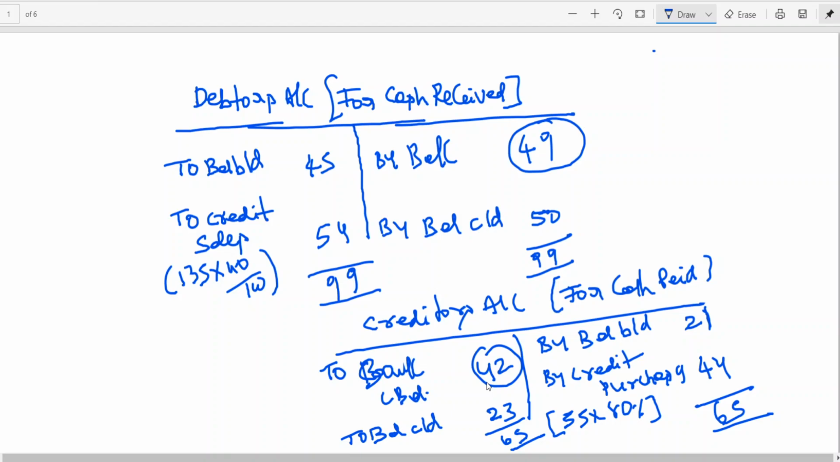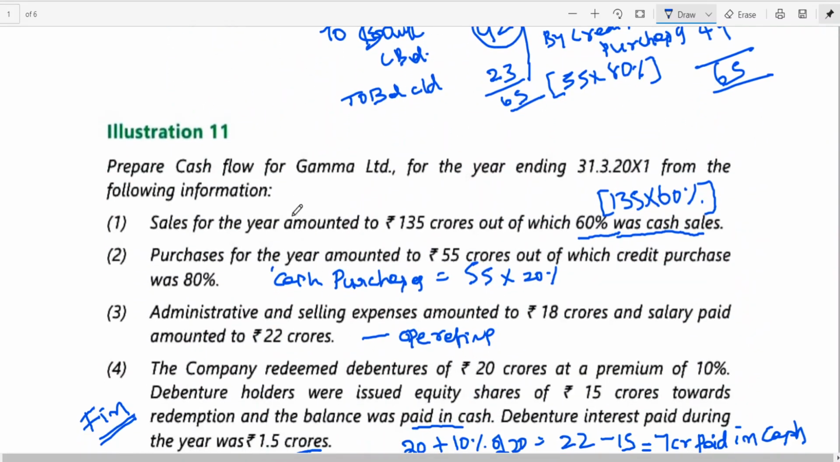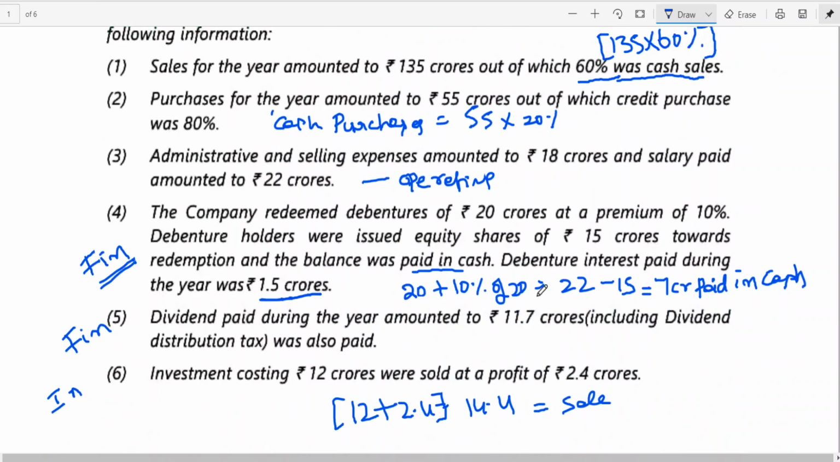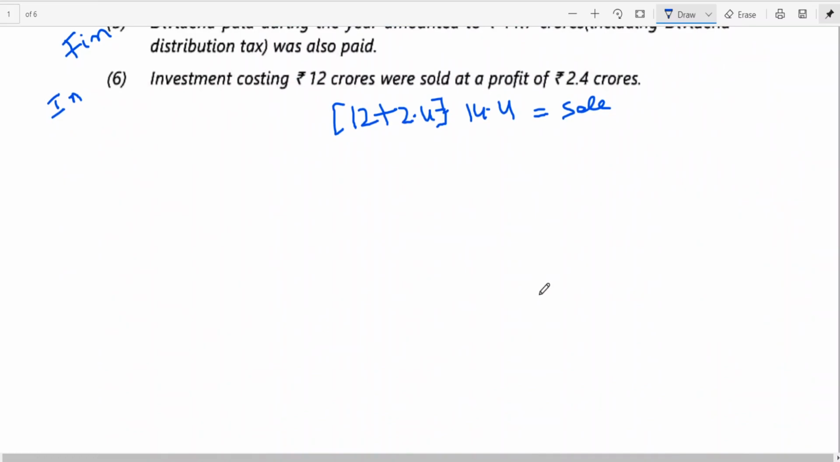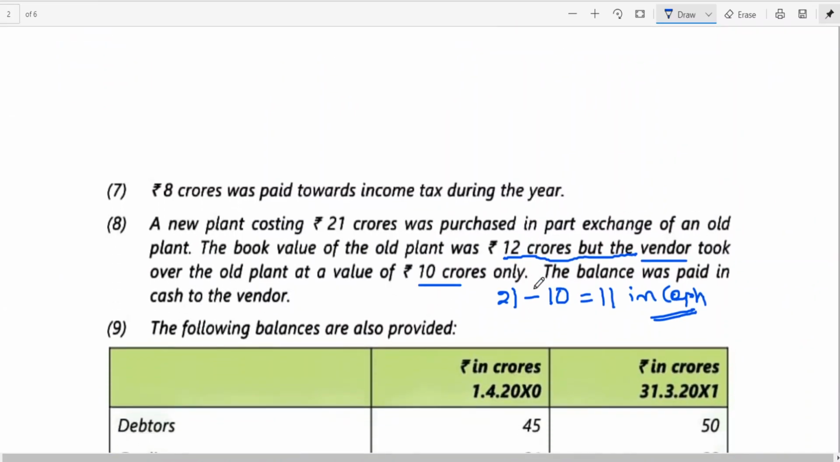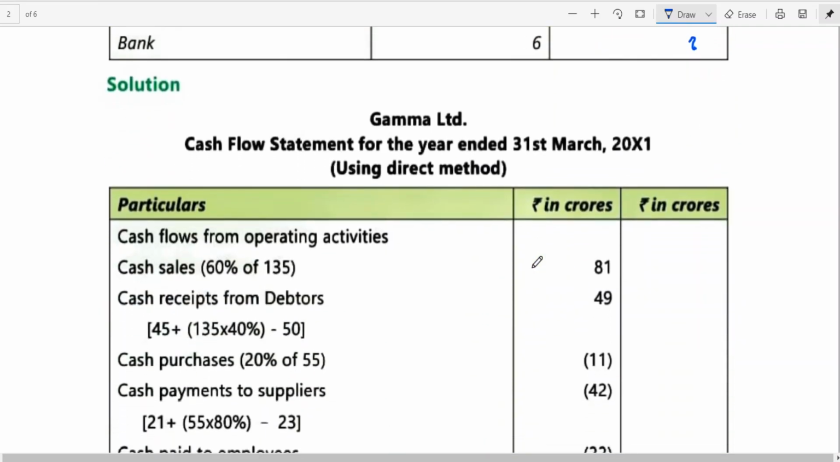Is this clear? I think these 2 points here we have explained to you already. Sales for the year amount to 135 crores, of which 60% was cash sales. Purchase for the year amounted to 55 crores, of which trade purchase was 80%. Is this clear? Then next, I think we have completed these adjustments. We start looking at the problem.